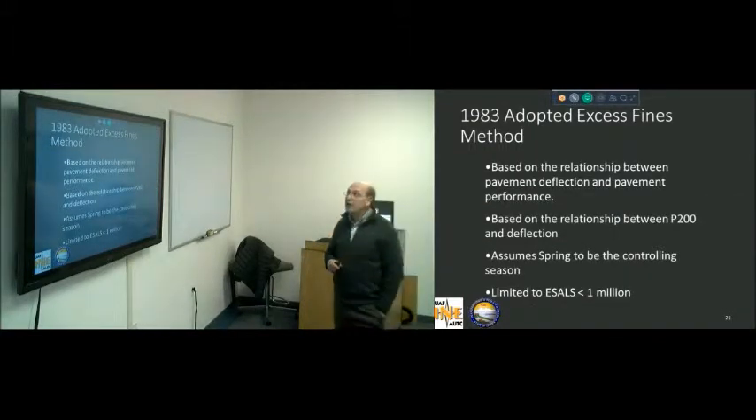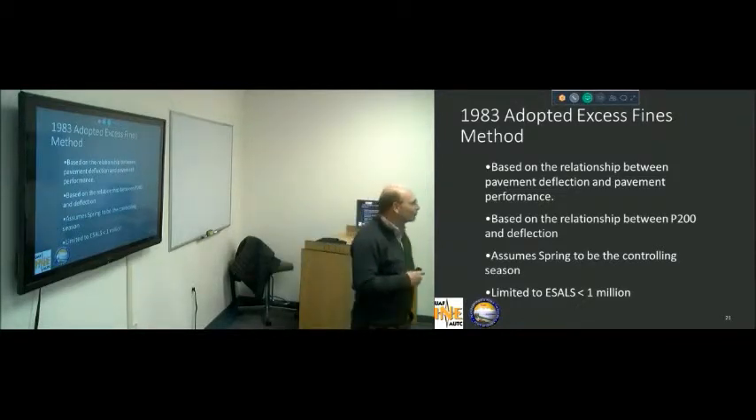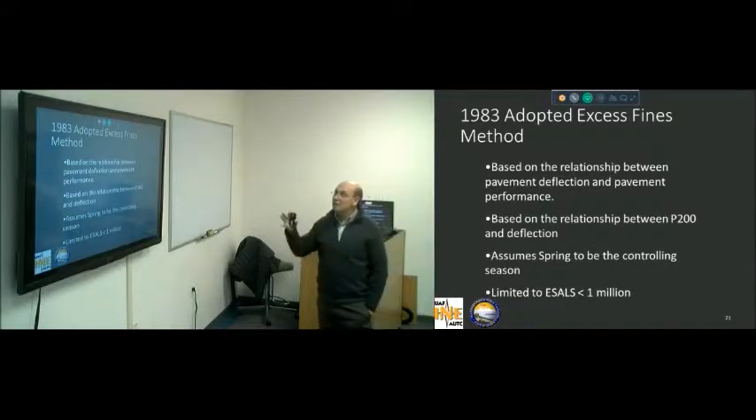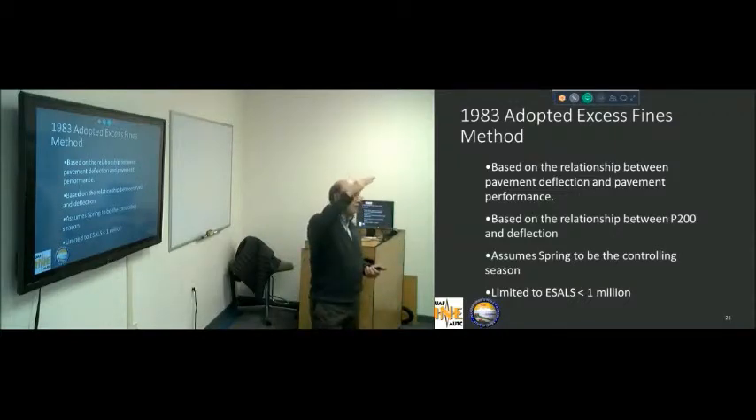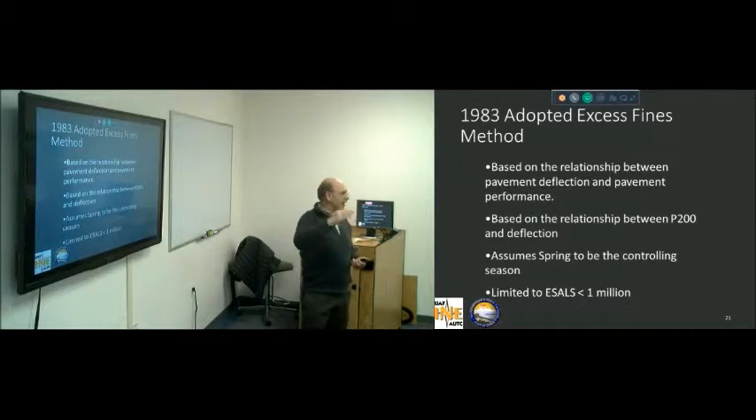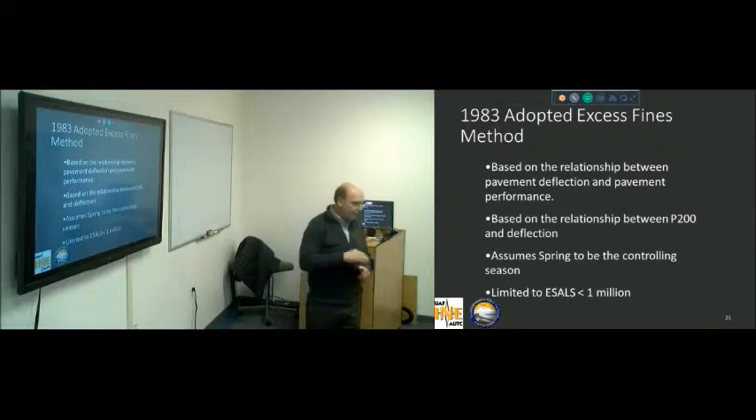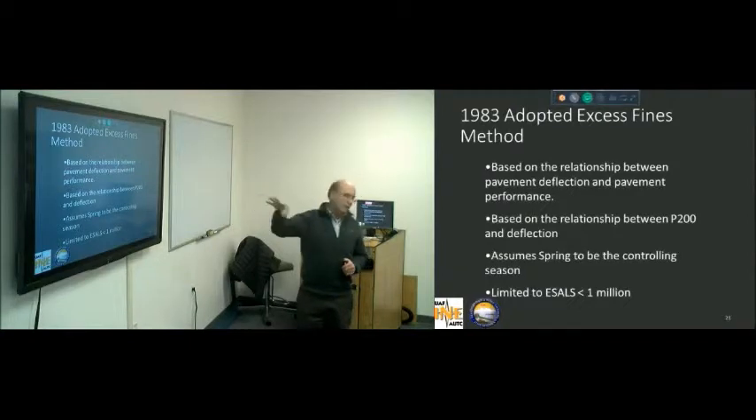Okay? So the excess fines method came out in 1983. I just looked that up the other day. It's only 39 pages long, really short and sweet. It's based on a relationship between pavement deflection and pavement performance. The excess fines method basically says that at any level, if I exceed a percentage of the fines, then I need to take that into account. And then I have a point at which I will not allow any more, called the critical fines. I won't allow any more than that. It was a numerical integration; we just added it all up as we went down.